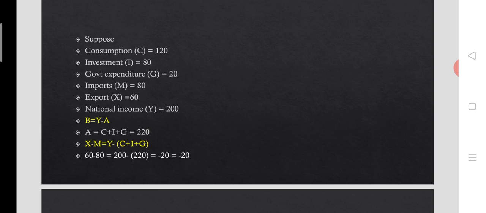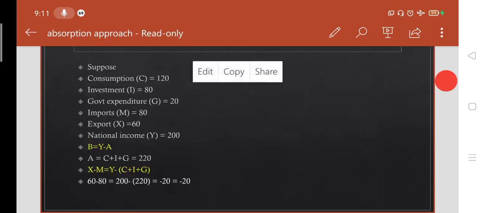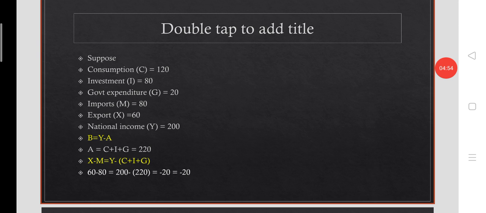So here the trade balance is written as B is equal to Y minus A. So Y is the national income, A is the total absorption or domestic expenditure. So A is equal to C plus I plus G. This is domestic expenditure, including consumption expenditure, investment expenditure, and government expenditure. Government expenditure here is a constant. It is 20. So C plus I plus G is 220.